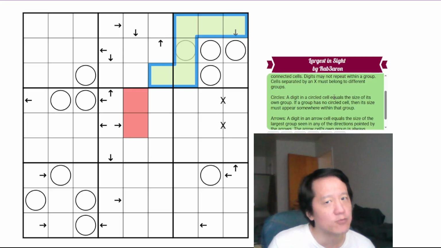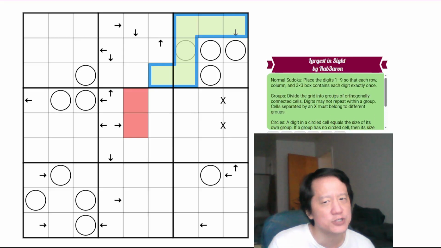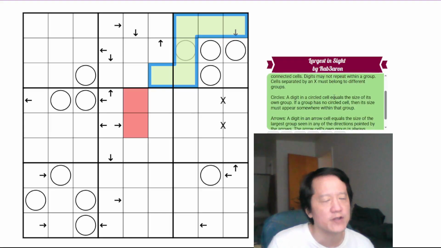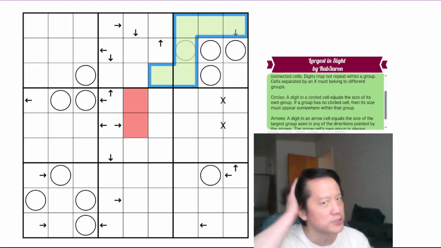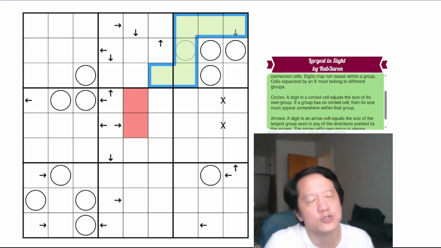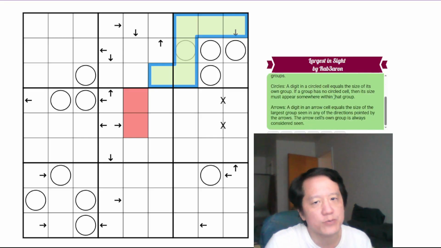And digits may not repeat within a group. So they're like regions, but I don't know if they necessarily have to include the digits 1 through 9. They just have to have no repeats within a group.